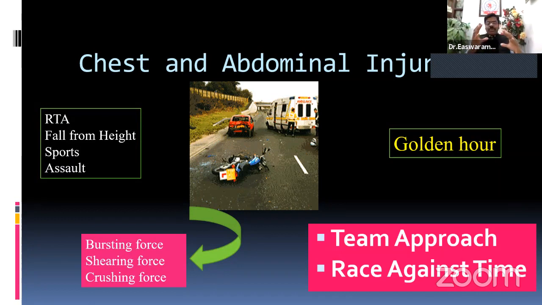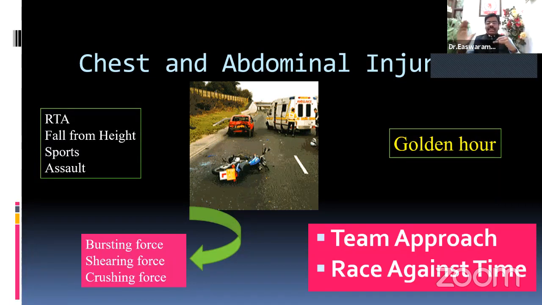And when a patient comes because of these types of injuries or high velocity injuries, they have what we call a polytrauma. So you need attention of at least 3 or 4 people, both medical and paramedical. That is a team approach.